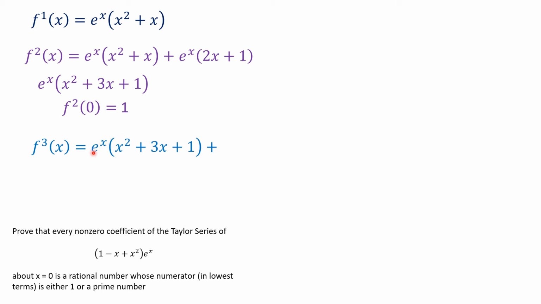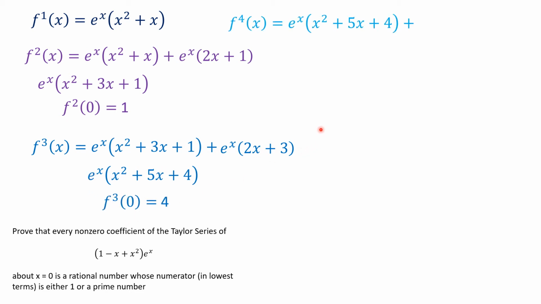Taking the third derivative, we see once again the product rule. The derivative of e to the x is just itself, so that preserves x squared plus 3x plus 1. Now taking the derivative of the second piece and multiplying by the original e to the x gives us 2x plus 3, because the derivative of x squared is 2x, and 3. Factoring that out gives us x squared plus 5x plus 4. Evaluating at 0 gives us 4.